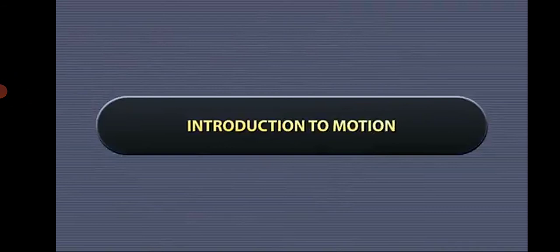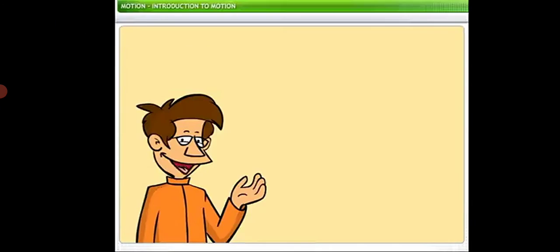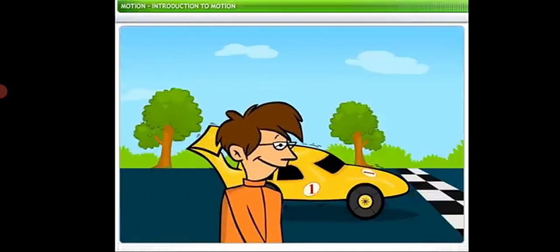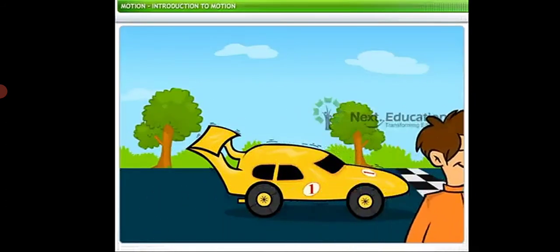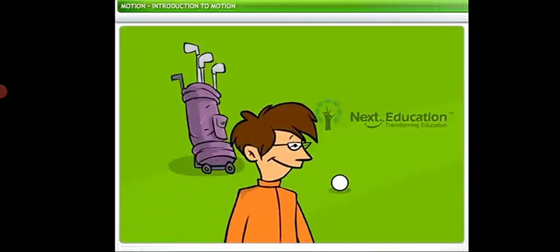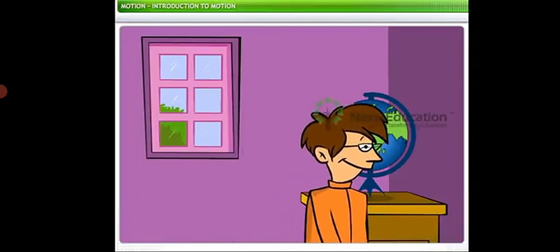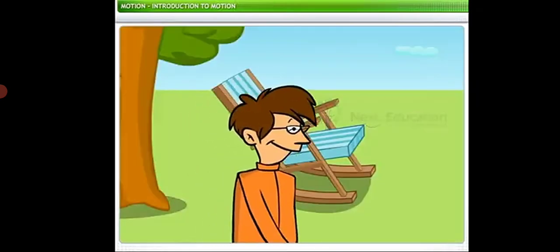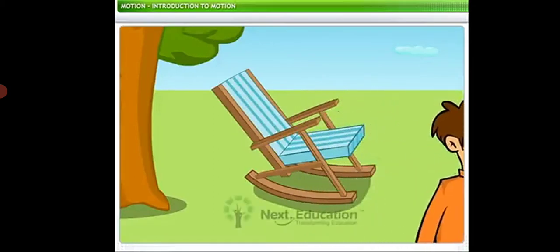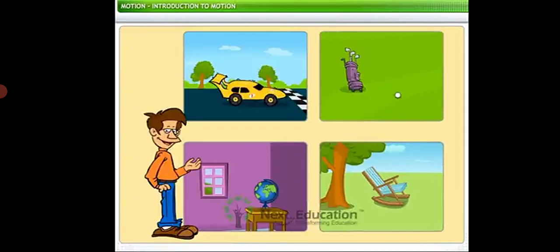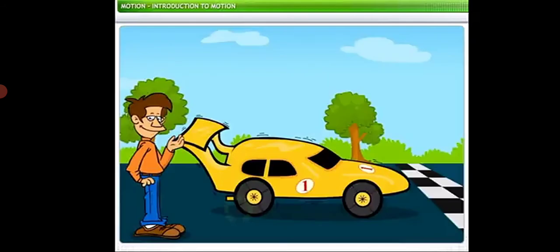Introduction. Let's take a look at some familiar objects. Observe carefully, students. When he moves among these objects, there is no change in the position of these objects. That is because these objects are at rest.